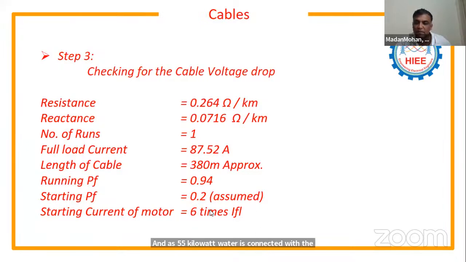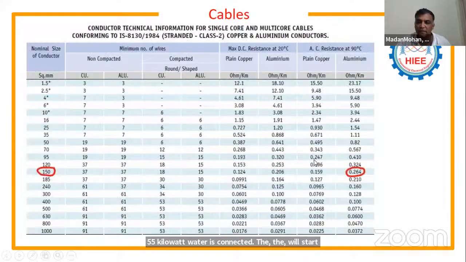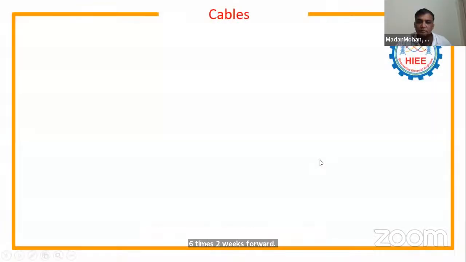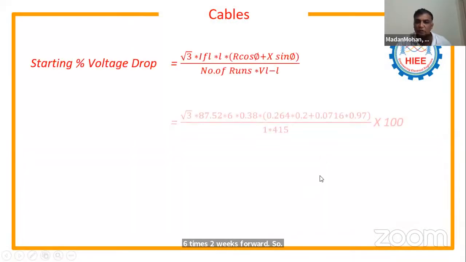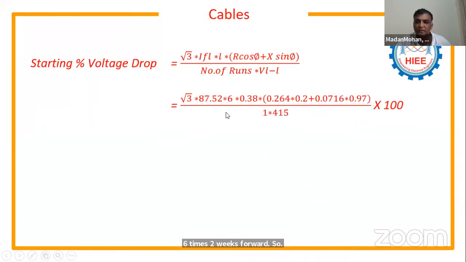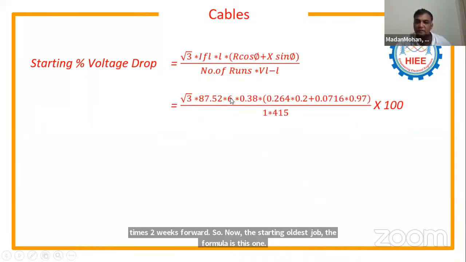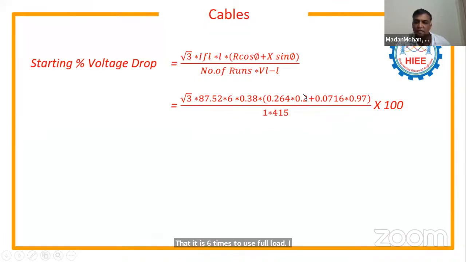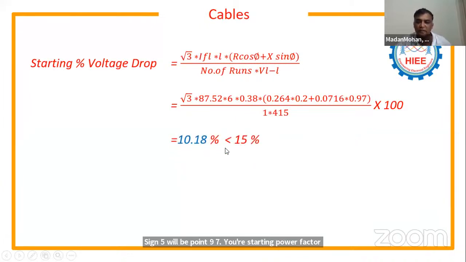The 55 kilowatt motor is connected to the DOL starter here. That's the reason I consider the motor starting current as 6 times its full load current. Now the starting voltage drop, the formula is this one. Current is 6 times the full load current, and the starting power factor cos phi is 0.2, sin phi will be 0.97. Your starting voltage drop is 10.18, which is less than 15%.